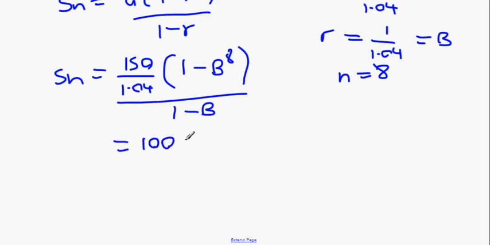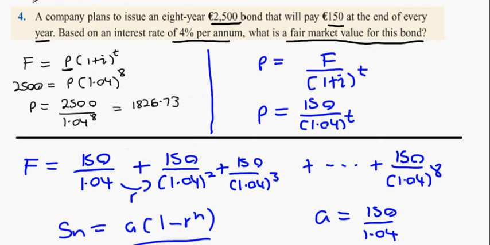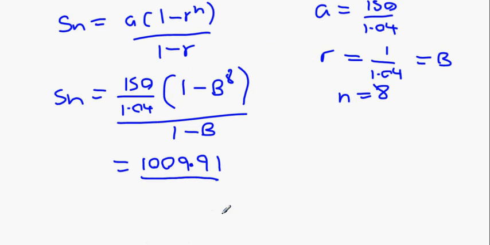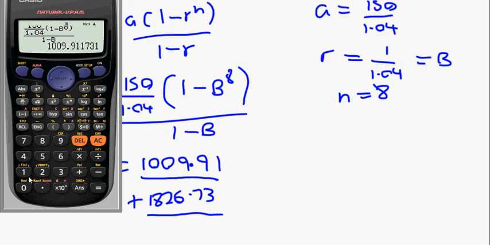1009.91. And that's not our complete answer. That's the current value of all the 150 euros. But we also have to get the current value of the 2,500 we're going to receive at the end of the term, which is 1,826.73. So this is what this investment is currently worth. And when we add them together, we should get 2,836.64.